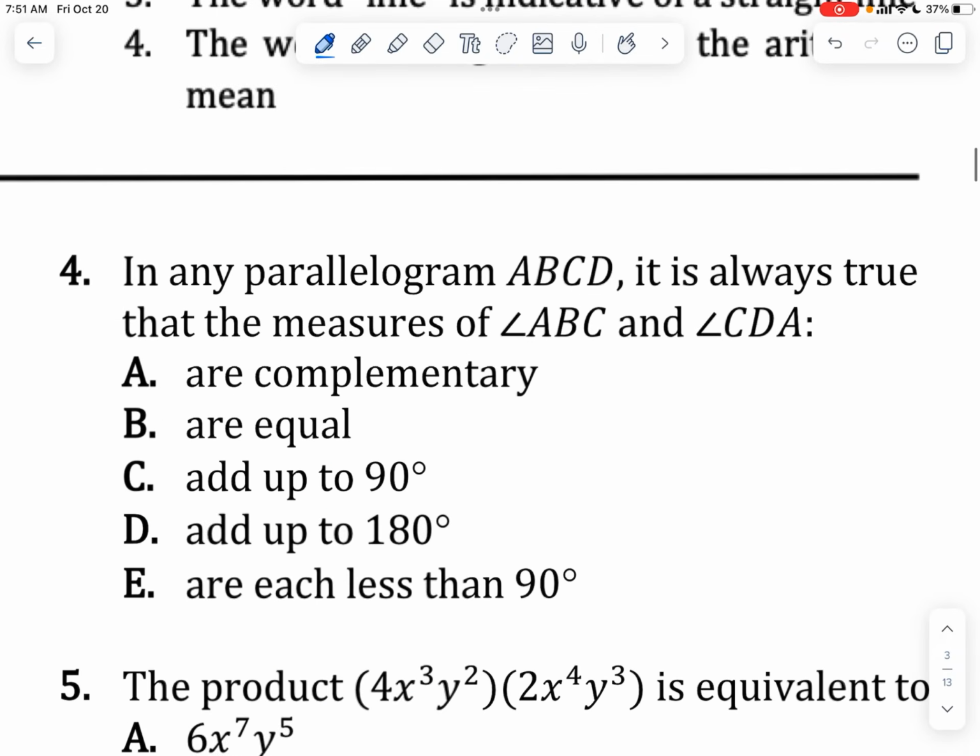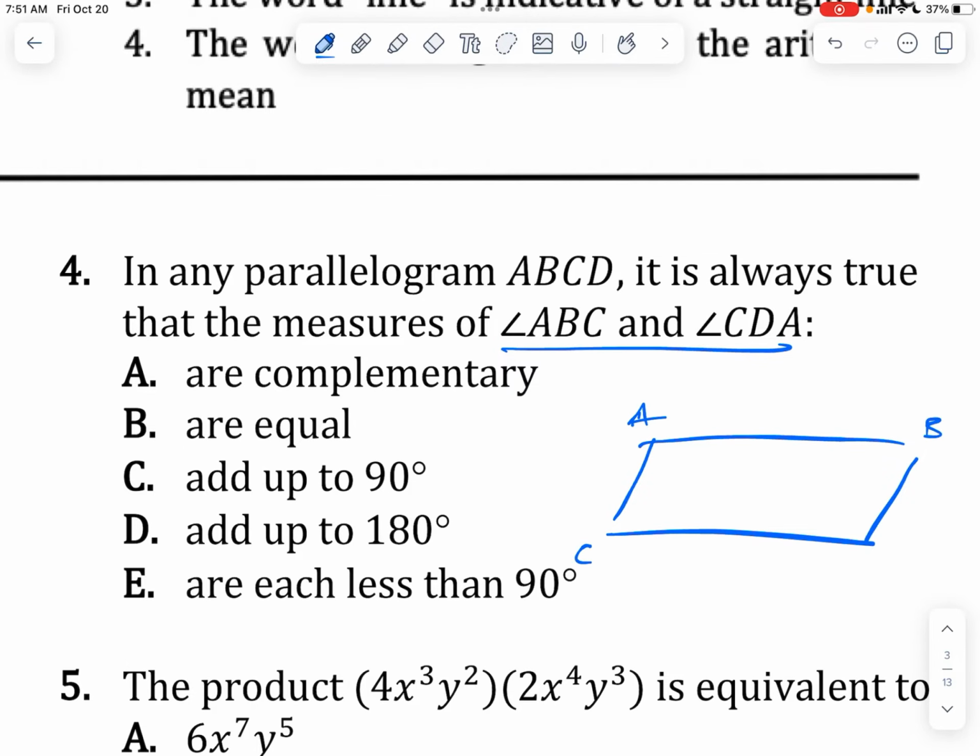In any parallelogram ABCD, it is always true that the measures of this and this equal what? So let's just draw out a parallelogram A, B, C, D. A parallelogram is any four-sided shape where the two opposite sides are parallel to one another and the two other opposite sides are also parallel to one another. A square or a rectangle is also a parallelogram, but those are the unique case where the angles are 90 degrees, not like this case.